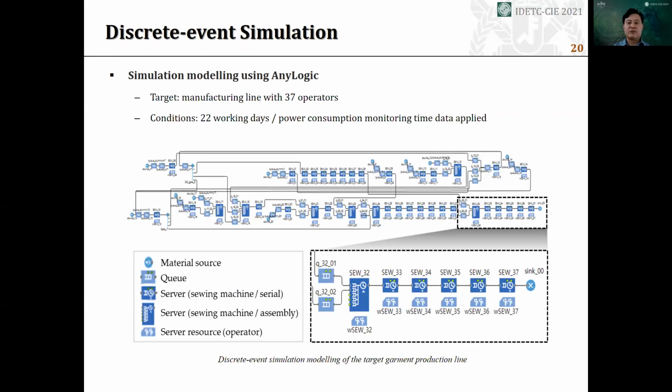The simulation was modeled using a commercial simulator called AnyLogic. The simulation target was the same as the line tested for the power consumption monitoring system. The simulation was performed reflecting the actual production period of 22 days, and the unit operation time data of each process extracted through the power monitoring system was applied. Similar to the actual production line, the simulation model was built by reflecting the material supply process and the stack between processes.